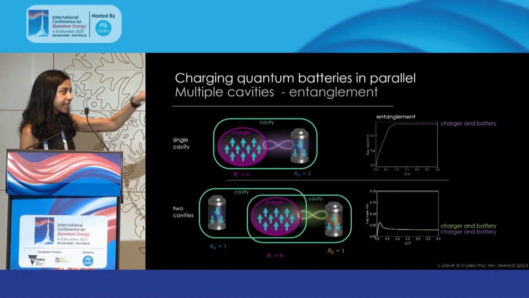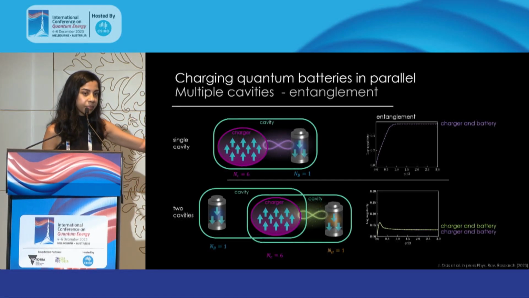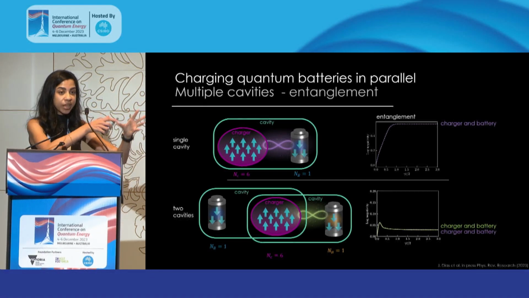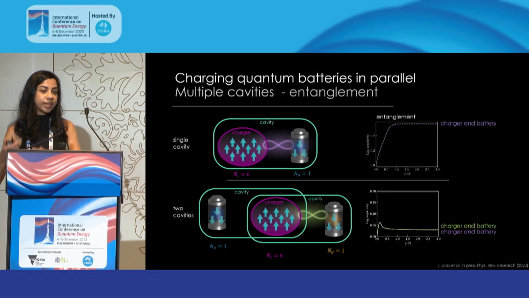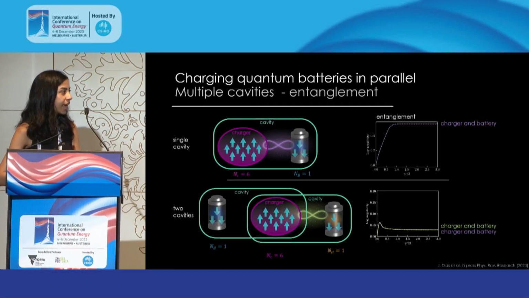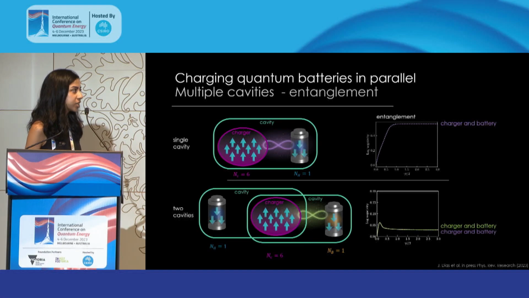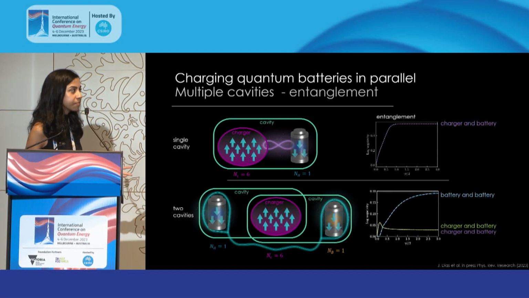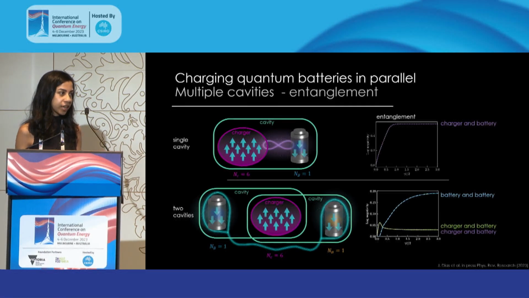But what we see from this situation is that the entanglement between the charger, where we want to transfer energy from, and the battery, where we want to transfer energy to, is severely diminished just by the presence of that second cavity. But what we have done in this situation is inadvertently optimize the entanglement between the battery and the other battery.